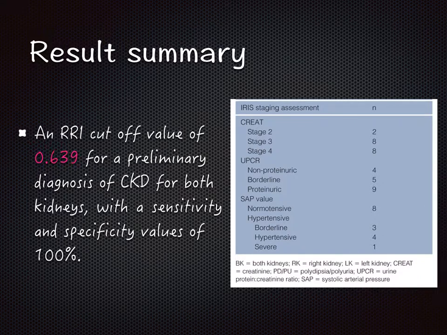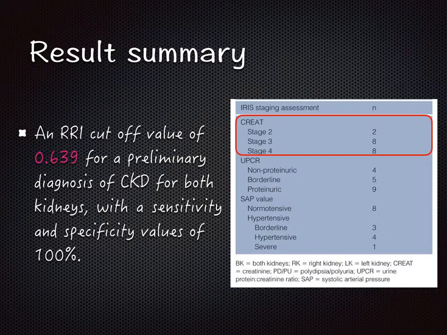The study concluded an RI cutoff value of 0.639 for a preliminary diagnosis of CKD for both kidneys, with a sensitivity and specificity values of 100%. In the table, we can see there were 2 CKD cats classified as IRIS stage 2, although we don't know whether they were early stage 2 or late stage 2. The RI value may be sensitive enough to pick up cats with an early stage CKD.